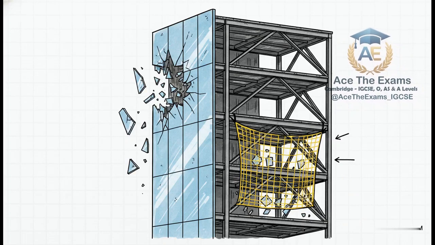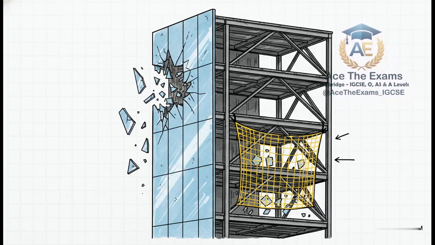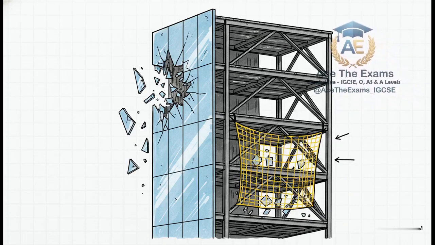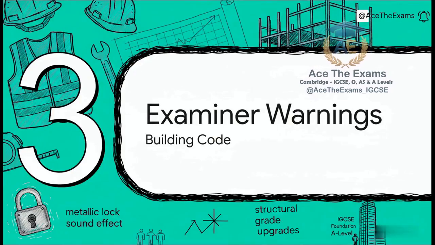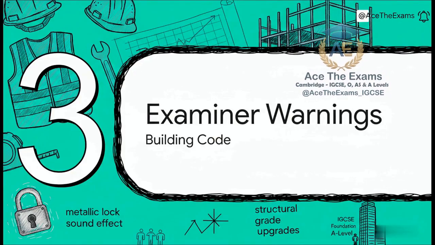So never ever hide your working out. Your working out is the visible ironwork that the examiner is inspecting. Show them the steel. Let's move into part 3, building code examiner warnings.